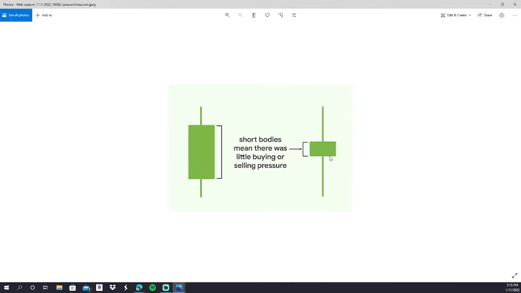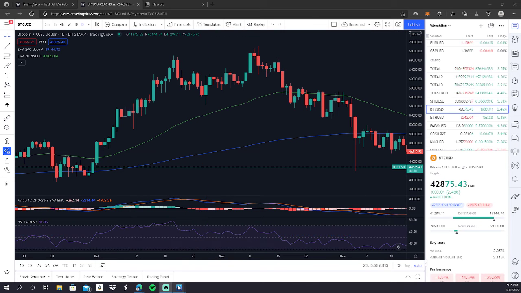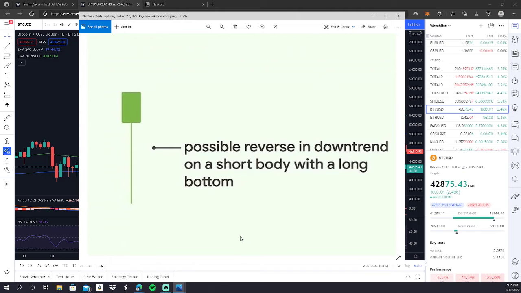So you still have the open, the close, and the price action that happened during that hour. Big bodies means there was a big difference in sentiment between buyers and sellers. So where you open, where you closed. It's pretty simple. It's not as hard as it seems, and everyone makes it complicated, but it's really not. It is a pretty simple, straightforward system.